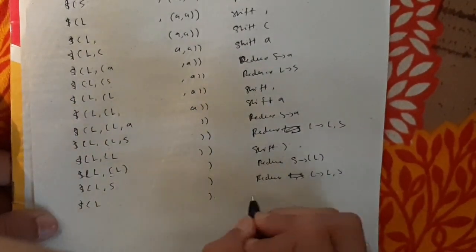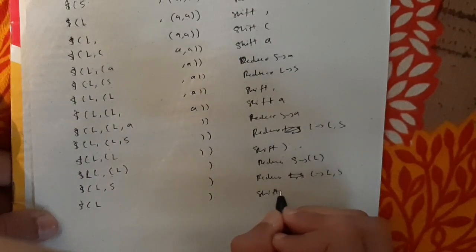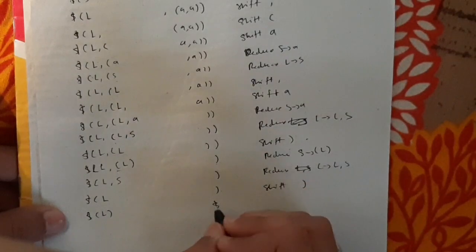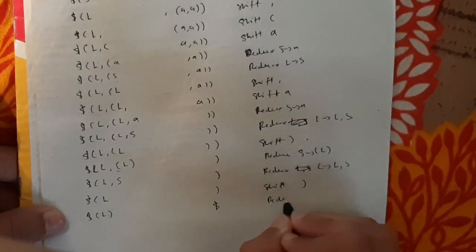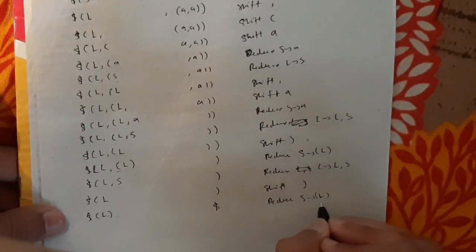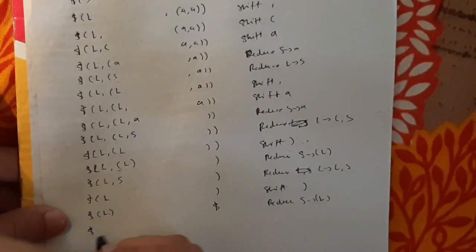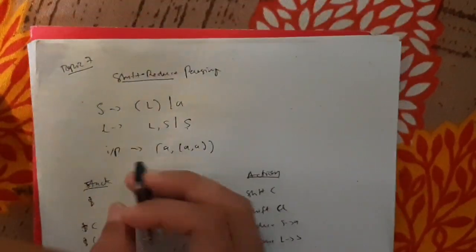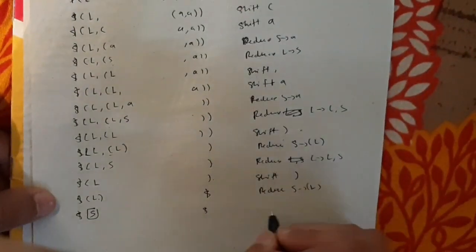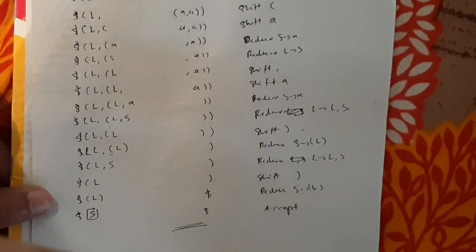And I'll be shifting the closing bracket, so if I shift the closing bracket it will be in this way, so here it will be just dollar, because all the places I had to add dollar I didn't add, but you do that in your exam paper. And here what we will be doing is reduce s goes to l. Now if I do this, it will be replaced with s, and when you get s finally, that's the starting symbol here, then what you will be writing is accepted. This is how you do the shift reduce parser.